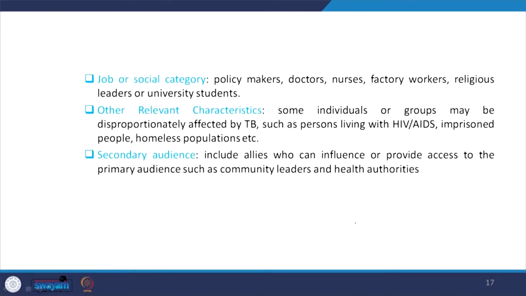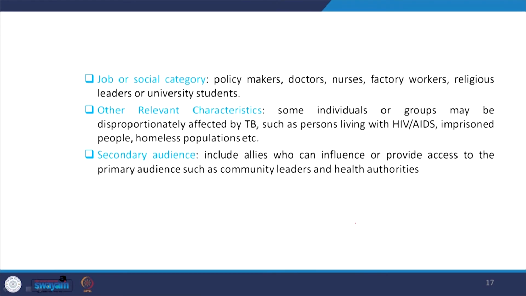Now job and social category is important for policymakers, doctors, nurses, factory workers, religious leaders or university students for analysis. Other relevant characteristics: some individuals or groups may be disproportionately affected by tuberculosis, TB, such as persons living with HIV, AIDS, imprisoned people, homeless population, etc.